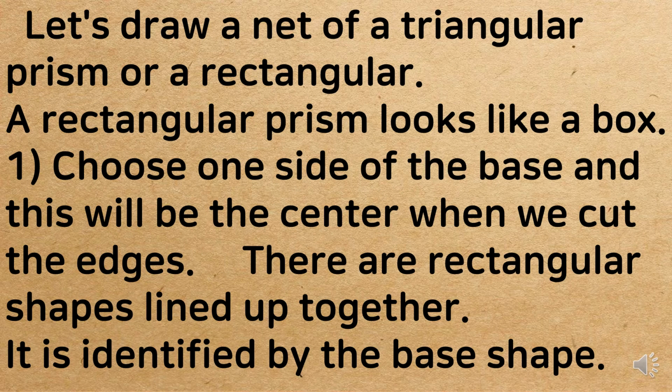Let's draw a net of a triangular prism or a rectangular prism. A rectangular prism looks like a box. Choose one side of the base and this will be the center when you cut the edges. There are rectangular shapes lined up together. It is identified by the base shape.